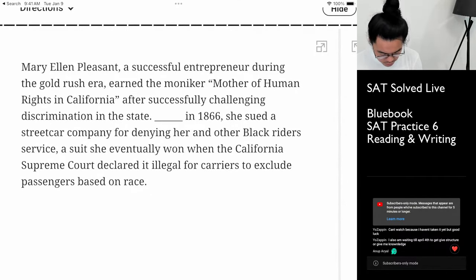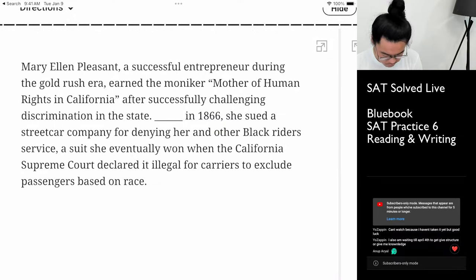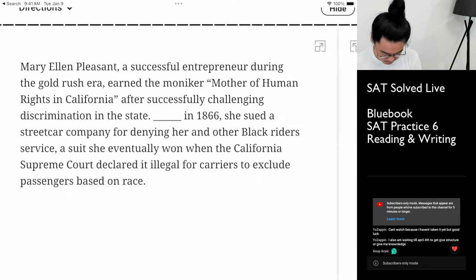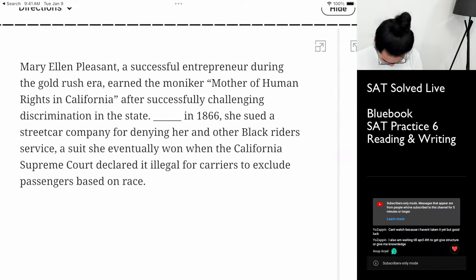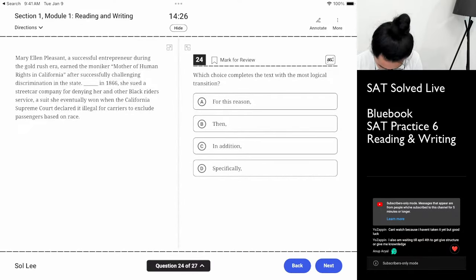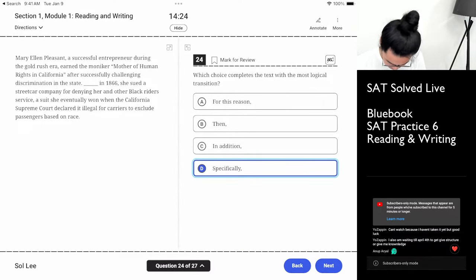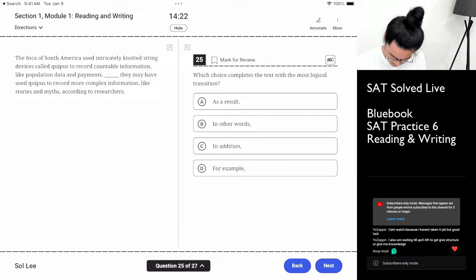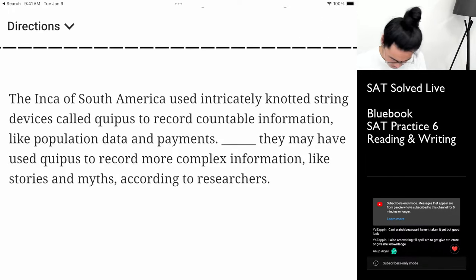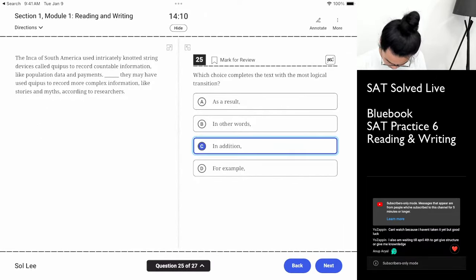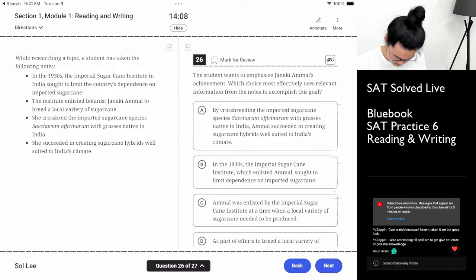A successful entrepreneur during the Gold Rush era earned the moniker Mother of Human Rights. Okay, there we go. She was successful. For example, in 1866, okay, specifically, yeah. The Inca. Furthermore, they may have used it. Okay.